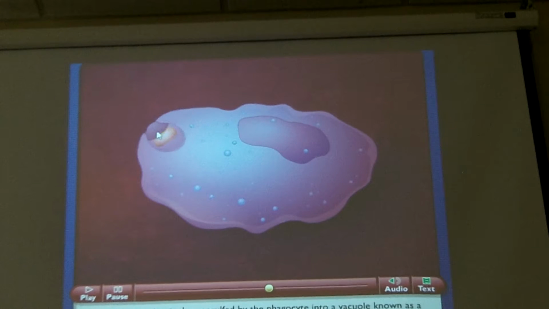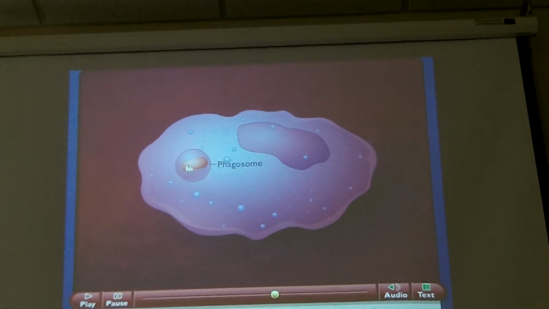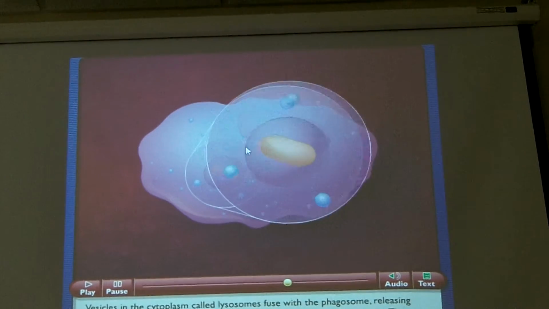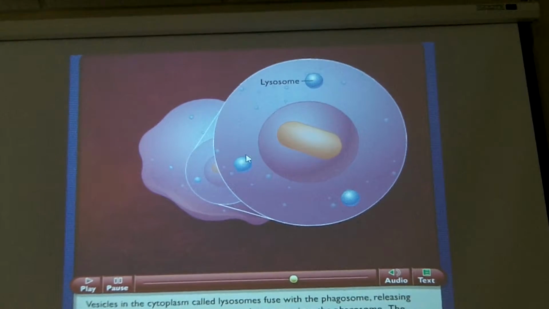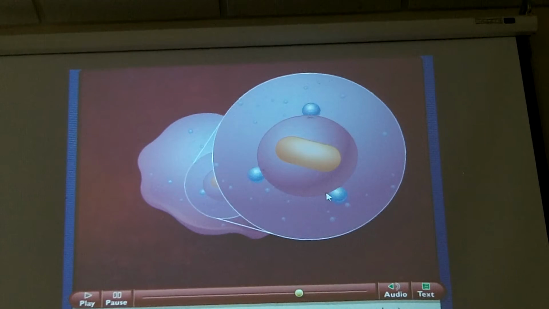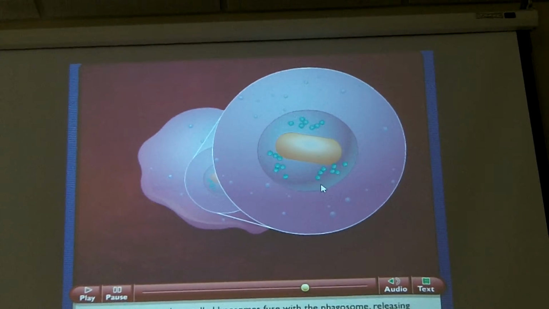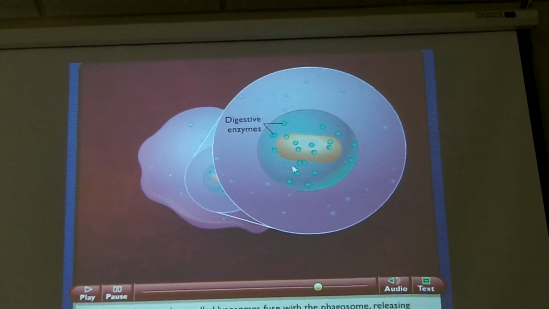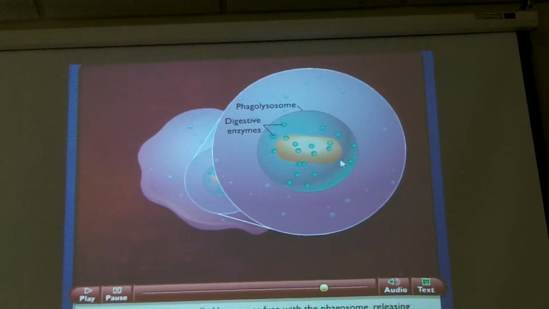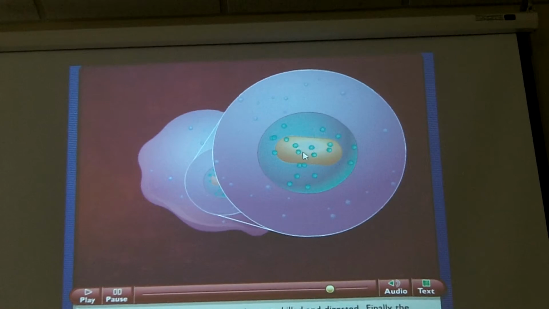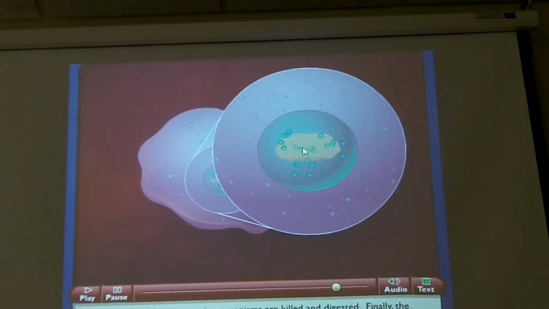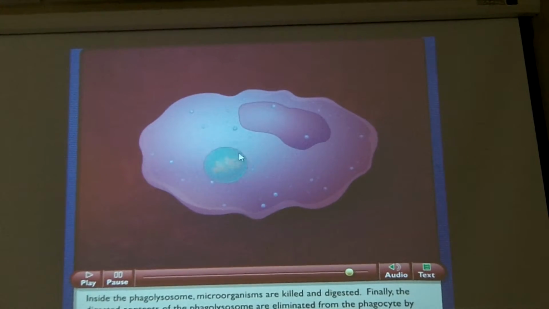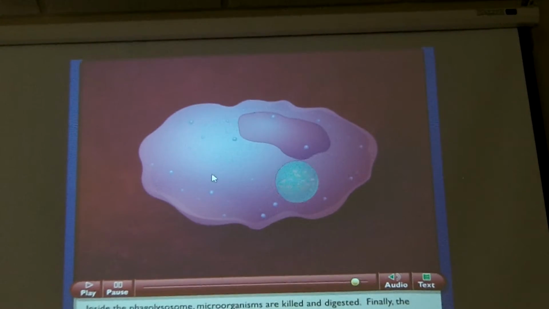Yeah, that's it. Surround that thing. And now it's in there, and now the cell's going to hit it with a bunch of organelles called lysosomes. Lysosomes have digestive enzymes that'll kill it. They hit it with some lysosomes, there we go, and that's going to break it apart. Kill that thing. We want that thing dead. Tears it apart, destroys it, and then it's going to release the contents out of the cell by exocytosis.